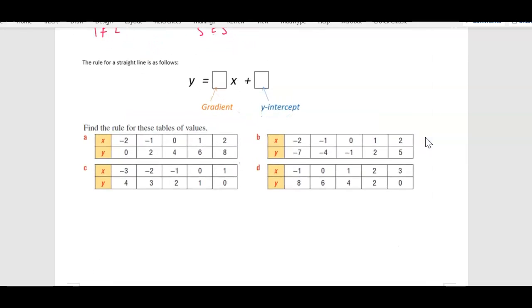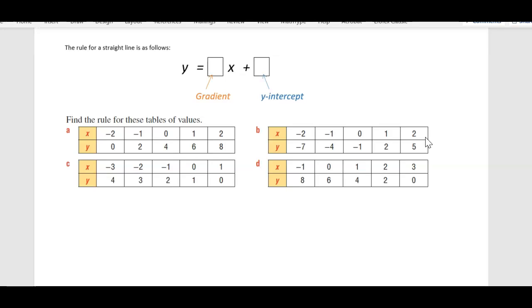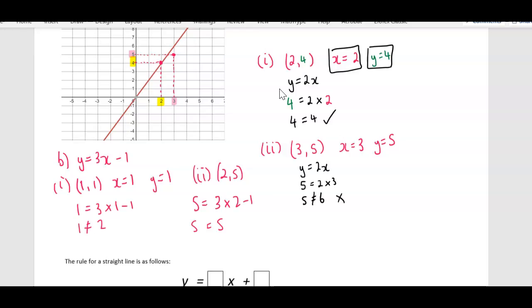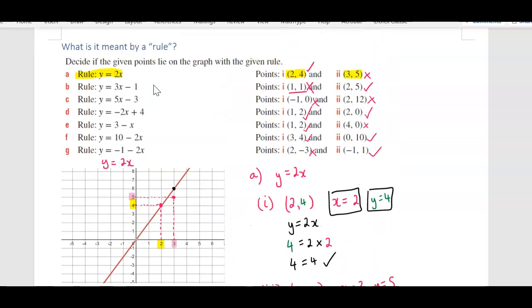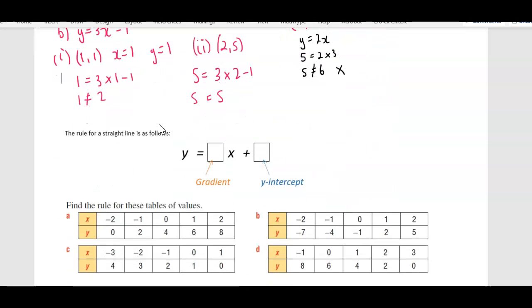Okay, so the rule for a straight line is always in the form y... I shouldn't say always in the form, but at year 8, you'll always see it in this form. Y equals some number times x plus some other number. They can be negative, so where I had a positive here, you could also have a negative. Your gradient can be positive or negative, and your y-intercept can be positive or negative.